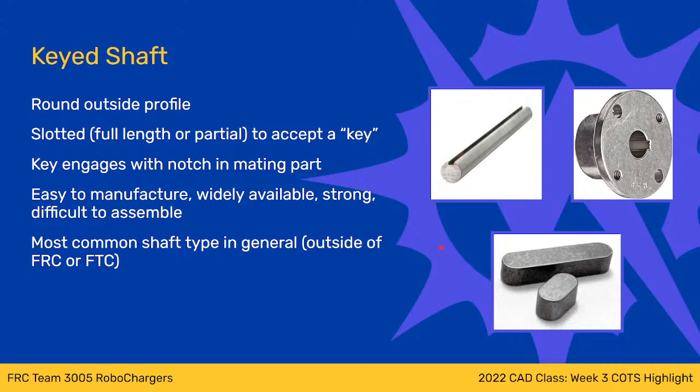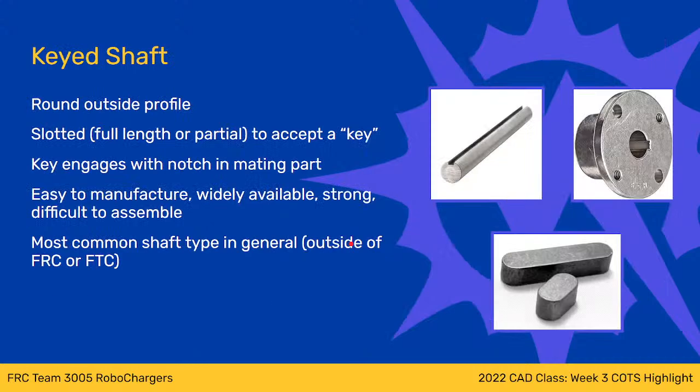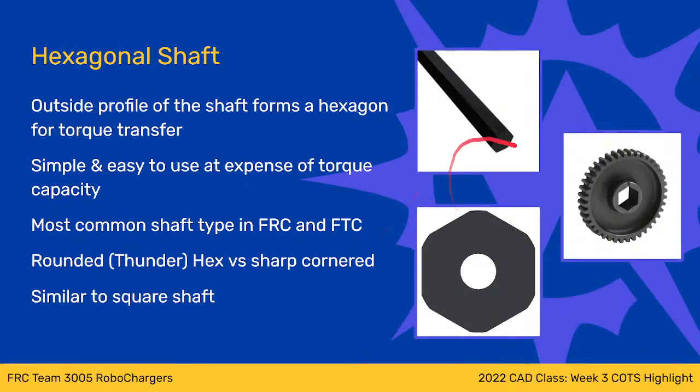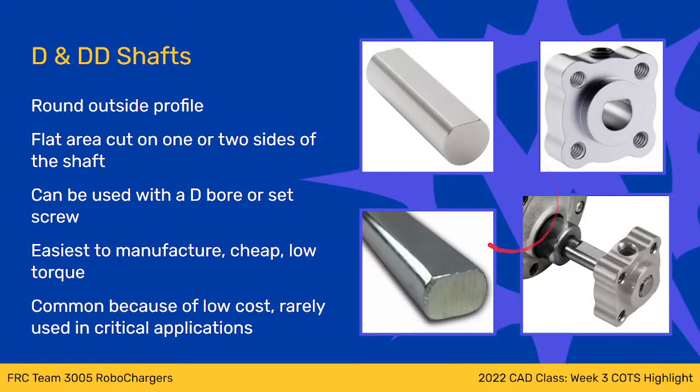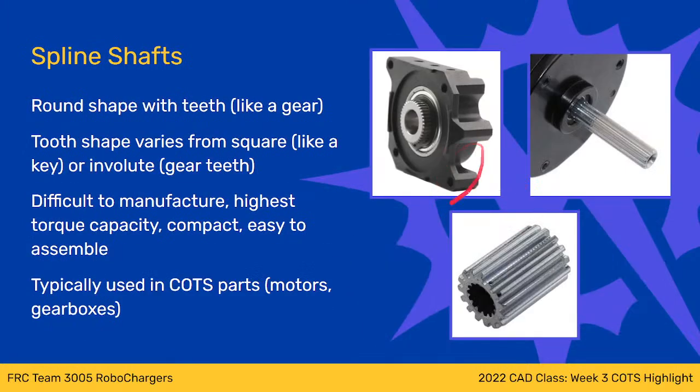How much wiggle there is in a shaft is an important feature of a shaft, which hex and D shafts are somewhat inferior in that regard. They wiggle a little bit more, basically, whereas keyed shafts and spline shafts are very good at keeping themselves nice and tight and concentric, and there's not a lot of wiggle. So that's another advantageous feature as well.